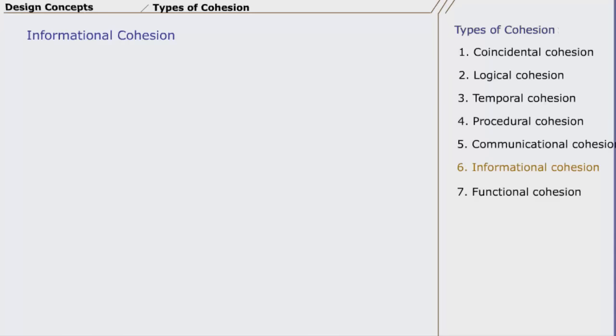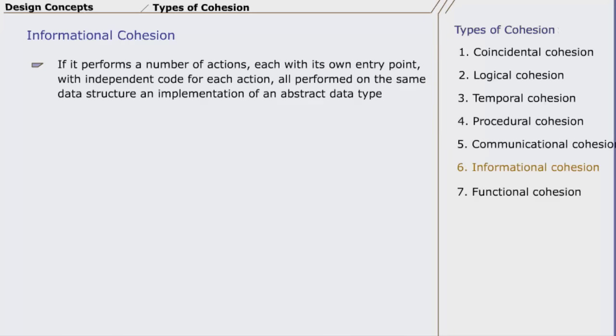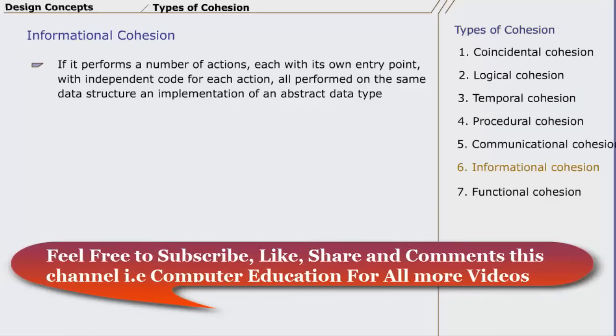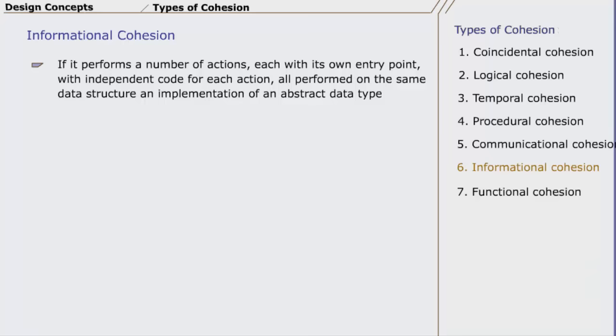A module has informational cohesion if it performs a number of actions, each with its own entry point with independent code for each action, all performed on the same data structure. A module with informational cohesion is essentially an implementation of an abstract data type.